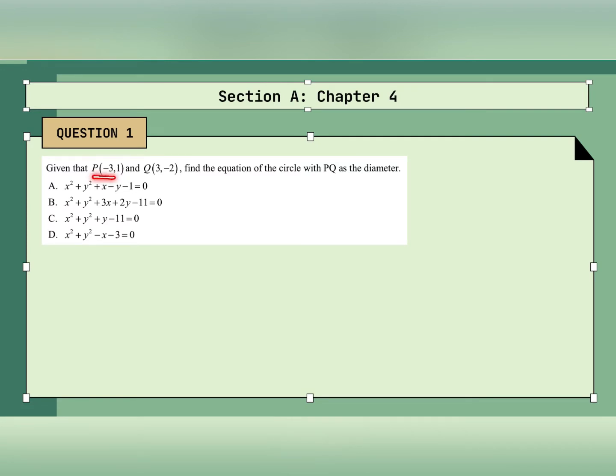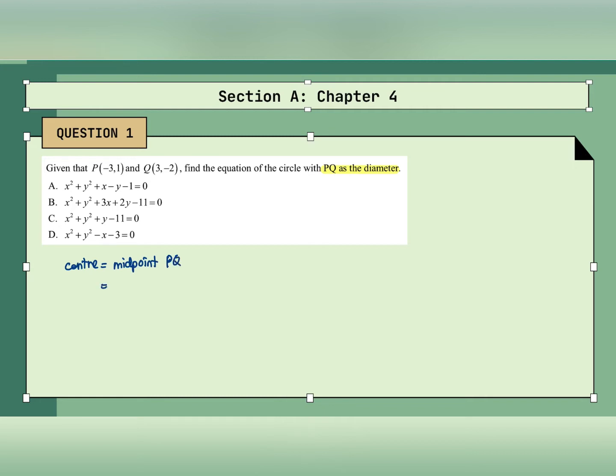Given P and Q, then bagi coordinates, and find the equation of circle with PQ as the diameter. It states here PQ adalah diameter of our circle. Okay, so what can we do? Bila PQ adalah diameter, so we can the midpoint is our center. Okay, so center will be equals to the midpoint of our PQ.